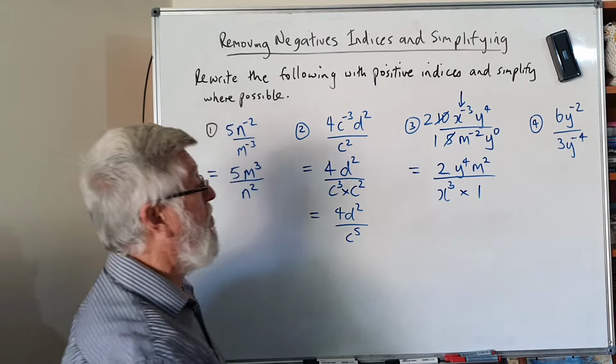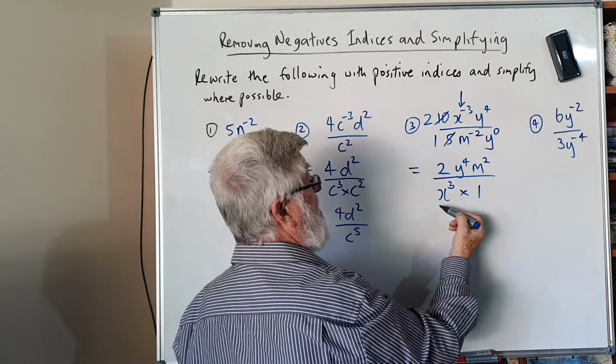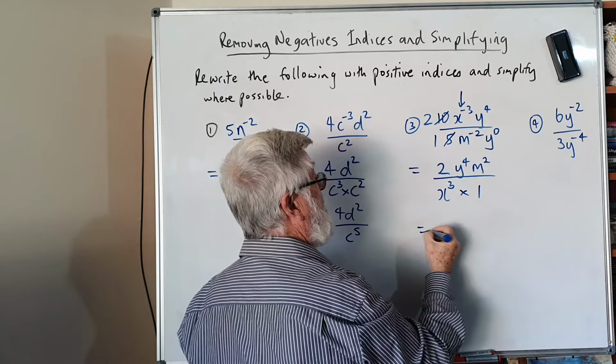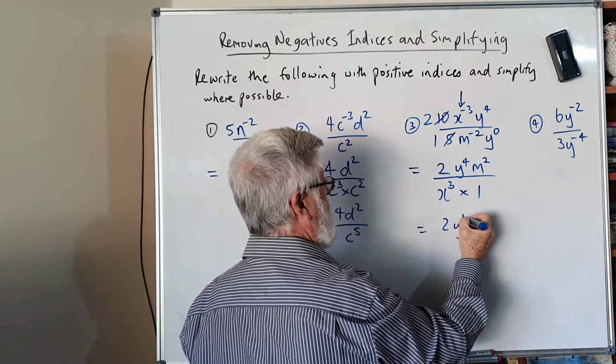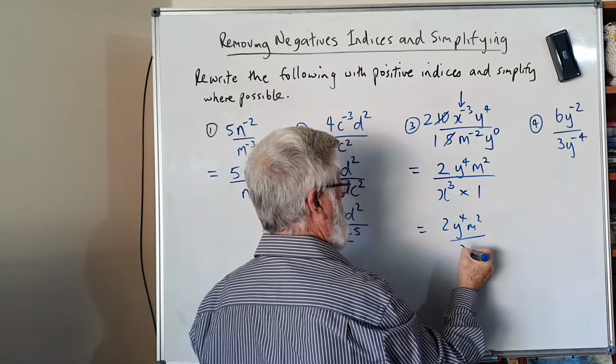Really the question at that point, there's no letters that are the same, so I can't cancel. So I could just write that as 2 y to the 4 m squared on x cubed.